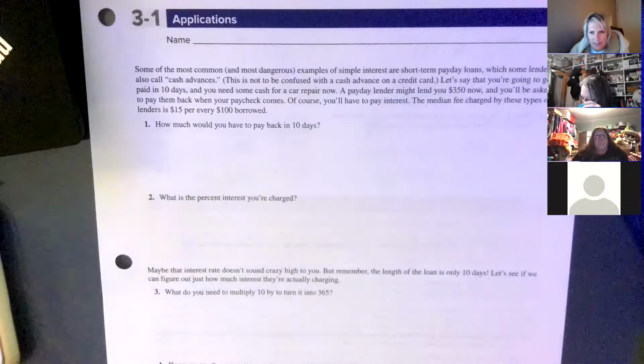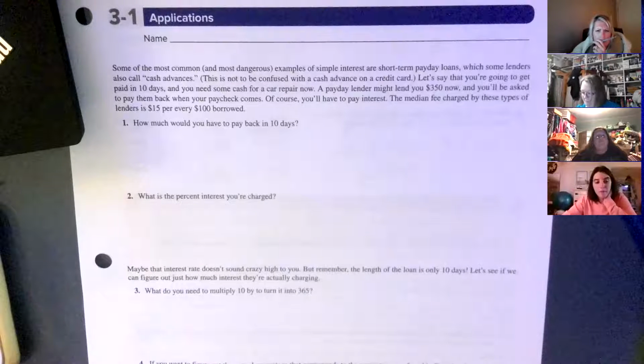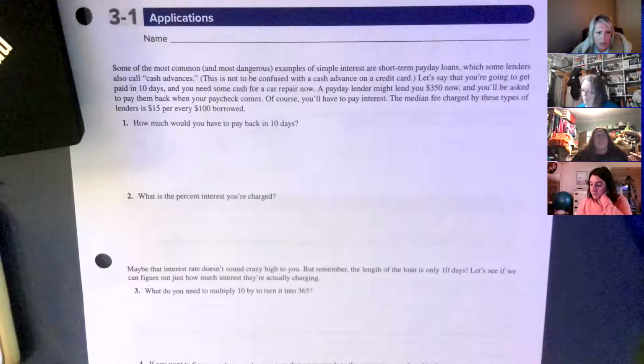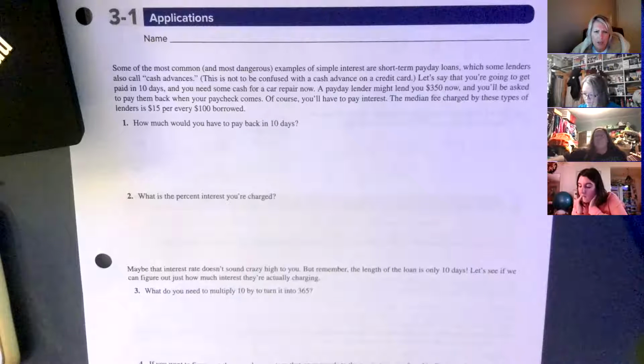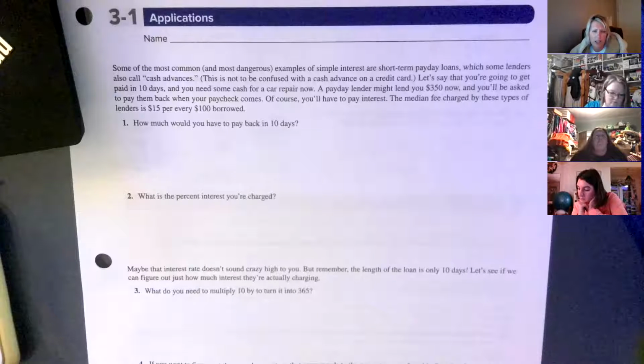So let's do these extension problems. Some of the most common and most dangerous examples of simple interest are short-term payday loans, which some lenders also call cash advances. So it's not like a cash advance on a credit card though. Let's say that you're going to get paid in 10 days and you need some cash for a car repair now. A payday lender might lend you $350 now, and you'll be asked to pay them back when your paycheck comes. Of course, you'll have to pay interest.